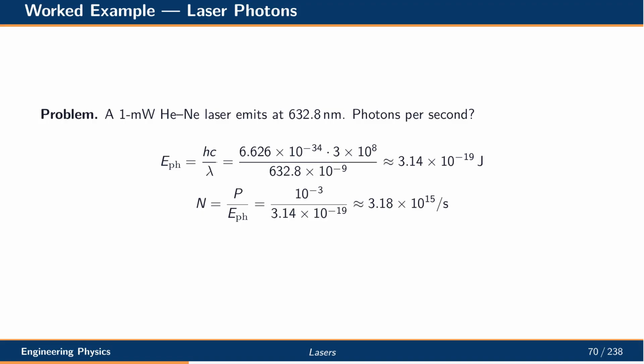Let us calculate how many photons a 1 milliwatt helium neon laser emits per second at 632.8 nanometers. Each photon carries an energy equal to Planck's constant times the speed of light divided by the wavelength, which works out to about 3.14 times 10 to the minus 19 joules. Dividing the laser's power by the photon energy gives roughly 3.2 times 10 to the 15 photons per second. Even a tiny laser pumps out an enormous number.